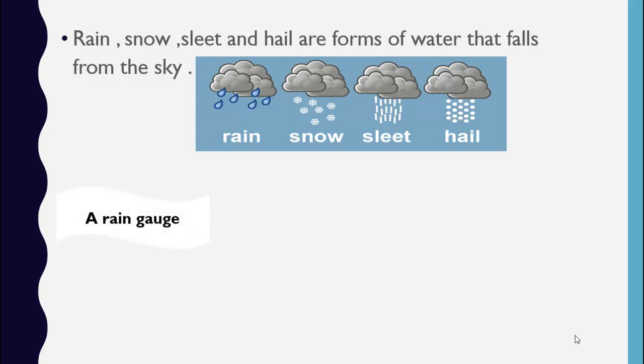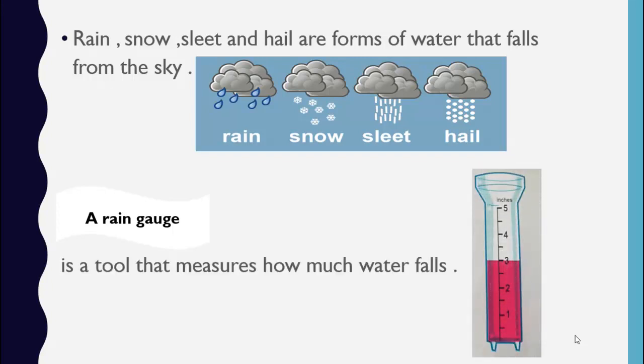How can we measure the amount of water that falls from the sky? By using a tool called a rain gauge. So a rain gauge is a tool that measures how much water falls. So we can measure the amount of water that falls from the sky by using a tool called a rain gauge.